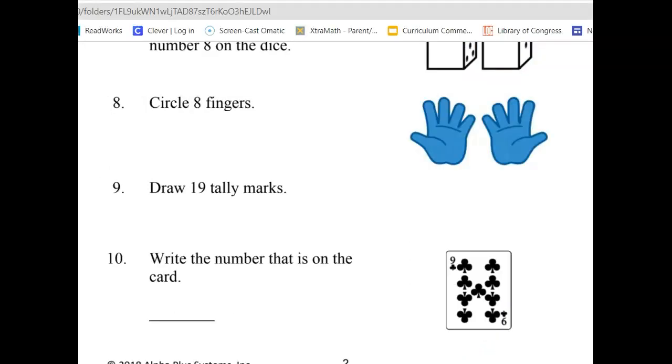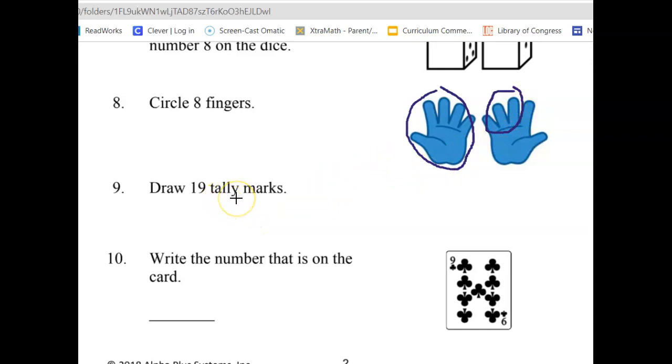Okay, so we have to circle 8 fingers. So there's a couple ways we could do this too, but real quick and easy, we know that one hand has 5 on it, and 5 plus 3 equals 8. So that's a real quick way to do it. We don't have to count anything.